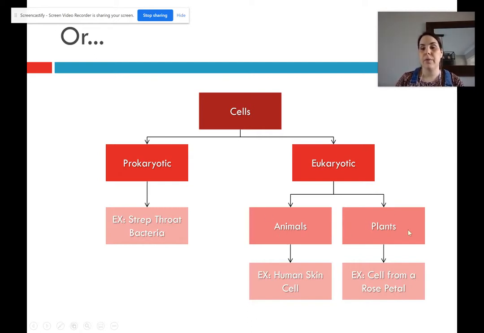So plant cells we know have different features than animal cells. Anything that's a plant, like a cell from a rose petal, would be a plant cell, which would be a eukaryotic cell, which is still a cell. And animals, so things like the cells that make up your skin, would be animal cells, also eukaryotic. So hopefully that helps you make a little sense of that.